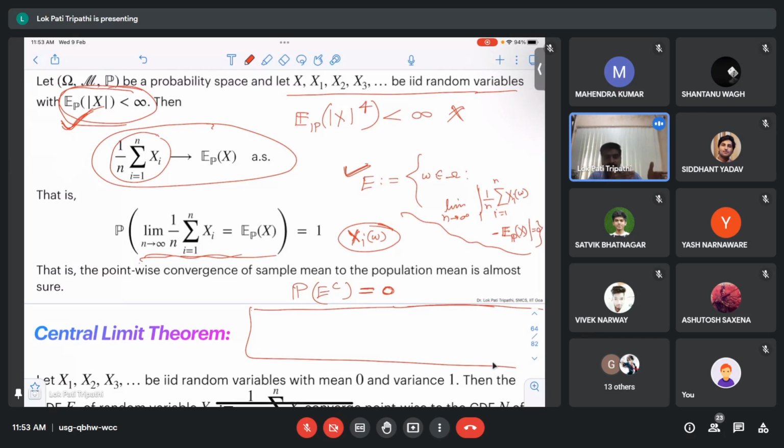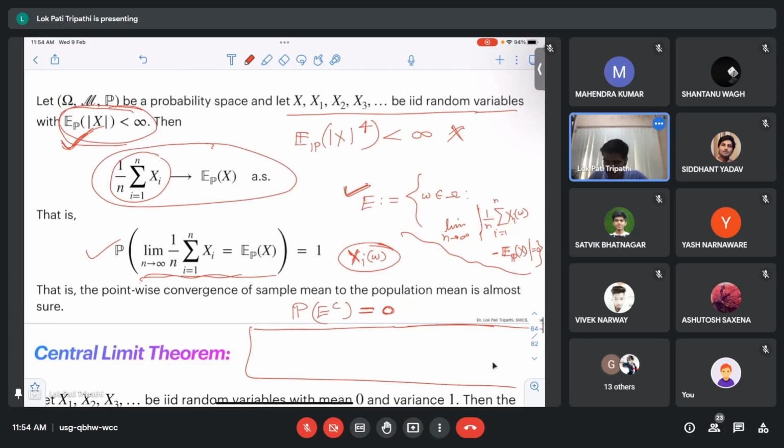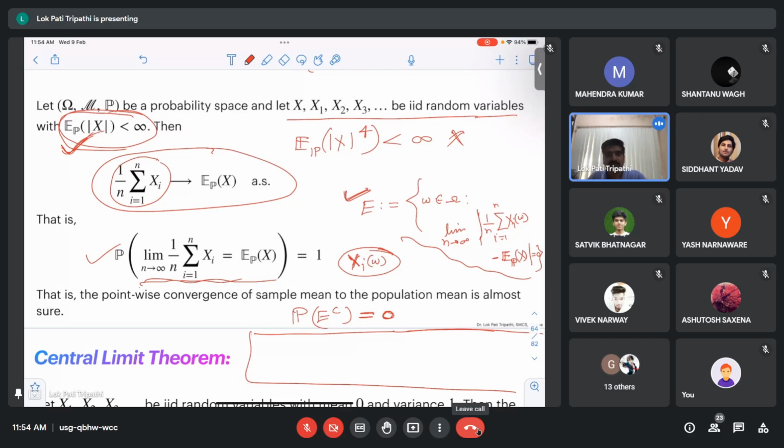In measure theoretic view, we call it almost everywhere convergence. But if you rewrite it like this, you can say that it is almost sure convergence, because the probability of this event where this convergence is happening is actually 1. Let me ask, is there any question in the statement or any doubt?